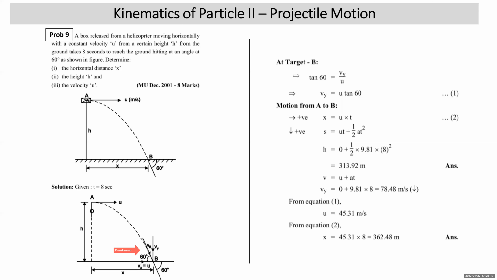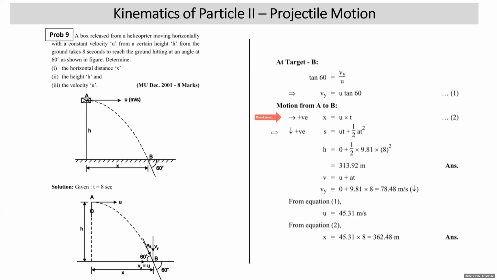Now, at the target, the resultant velocity is making an angle of 60 degrees. So what will be tan 60? Vy upon Vx, right? Vx is u. So we get Vy is equal to u tan 60. Then we write equations of motion from A to B. First we write the horizontal motion, taking towards right as positive. The horizontal displacement between A and B is x. The horizontal velocity is u, into t.